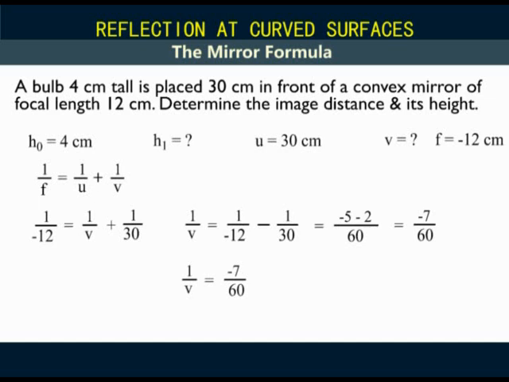So 1 over V is equal to negative 7 over 60, and V is equal to 60 over negative 7, which is negative 8.6 centimeters. And that means the image is virtual. It is formed behind the reflecting surface.